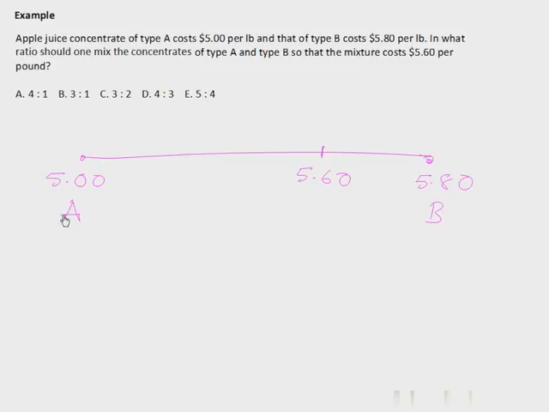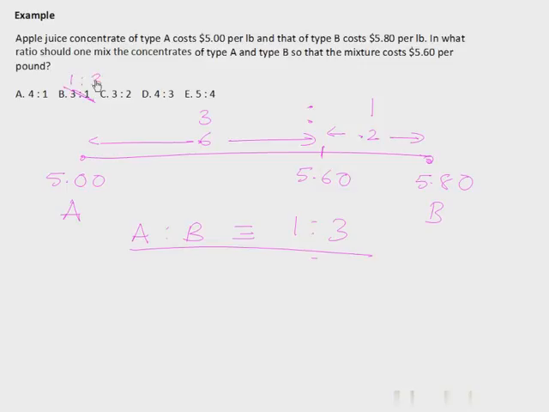Let's see what the ratios are. This distance is 0.2. This distance is 0.6. So the ratio is 3:1. So 5.6 is 3 away from 5 and 1 away from 5.8. So the ratio in which you should mix the substances should be A:B as 1:3. Well, the answer is not present. Let's make this 1:3.